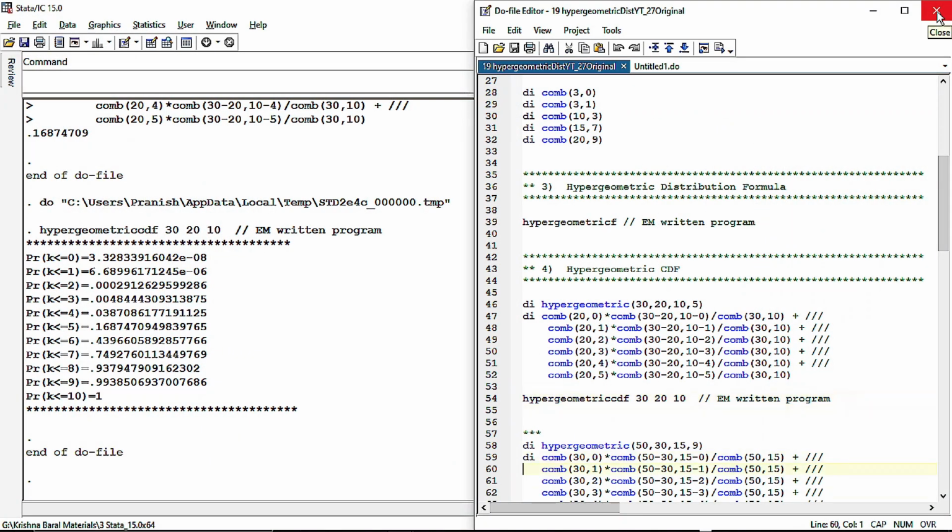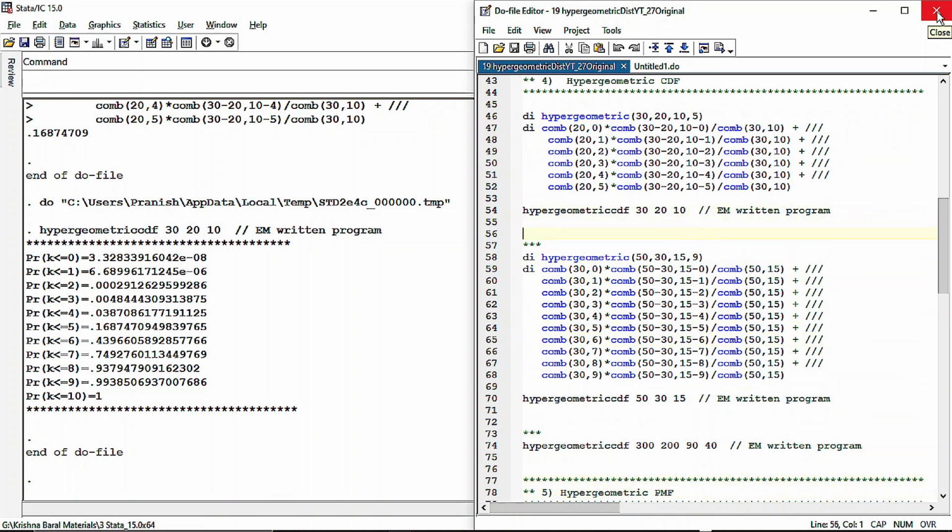And let us see another example in which we are taking the population to be 50 for our convenience. We are calling it population. In a population of 50, there are 30 objects having attributes of interest, and we take a sample of 15 without replacement, and we want to ensure 9 or fewer objects having the attributes of our interest in a sample of 15.